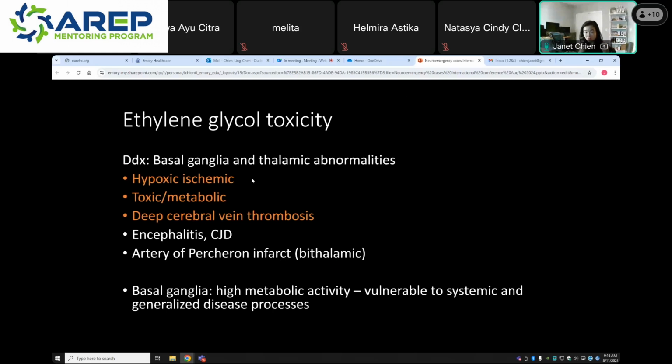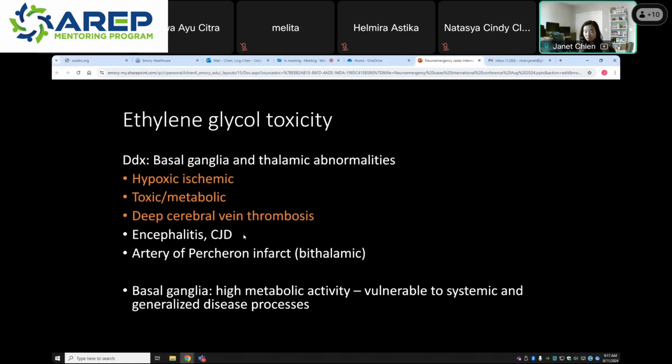So the top 3 are going to be hypoxic ischemic injury, which in this patient's case, he didn't have that history. Toxic metabolic, so a lot of different toxic metabolic etiologies could have this appearance, ethylene glycol being one of them. Deep cerebral vein thrombosis can also give you this appearance.